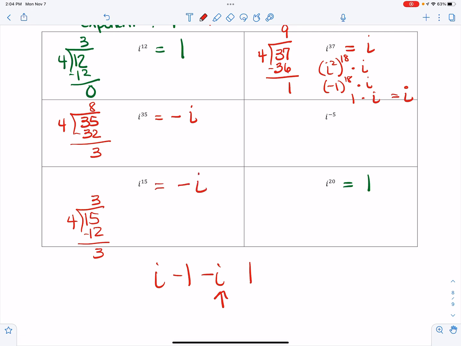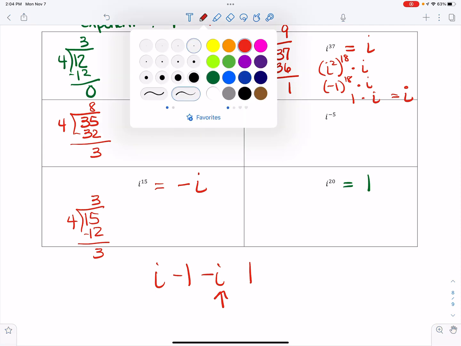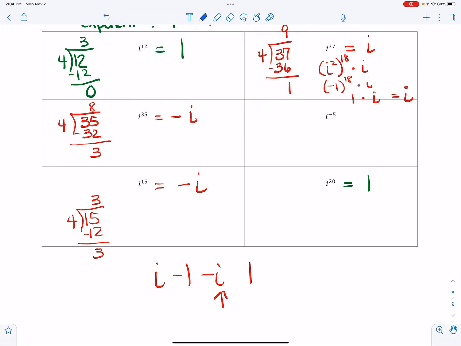Now with a negative exponent, this one's a little bit tricky. We've got to remember our rules of negative exponents. So we have to make it a positive exponent first, okay? And then 5, if I divide that by 4, it goes once, and I have a remainder of 1. So this is going to be 1 over, remainder of 1 is i. And so that would be my final answer. So that finishes up 15.9.